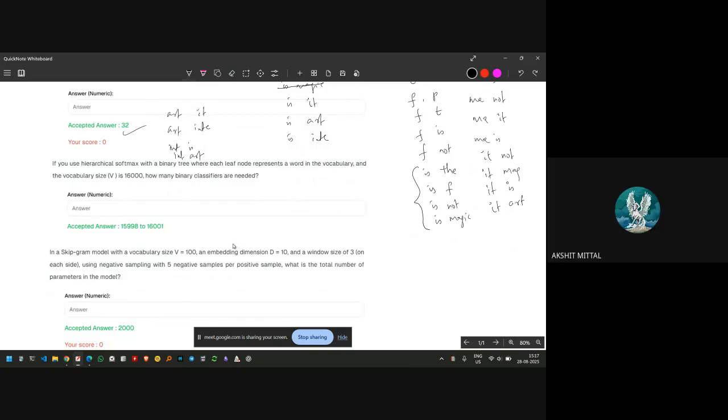If you use hierarchical softmax with a binary tree where each leaf node represents a word in the vocabulary and the vocabulary size is 16,000, how many binary classifiers are needed? Okay. The leaves will be the number of vocabulary, right? So it's minus 1. 16,000 minus 1. I will show you the slides.